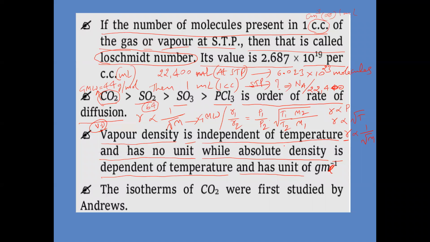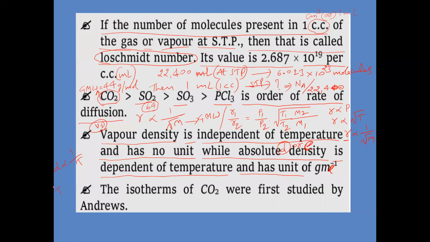But absolute density means D, or rho, we take. This absolute density is mass by volume, and it will be dependent on temperature. When temperature is increasing for the gas, the volume increases. When volume increases, density will decrease. So when temperature is increasing, density will be decreasing. So density is inversely proportional to temperature.